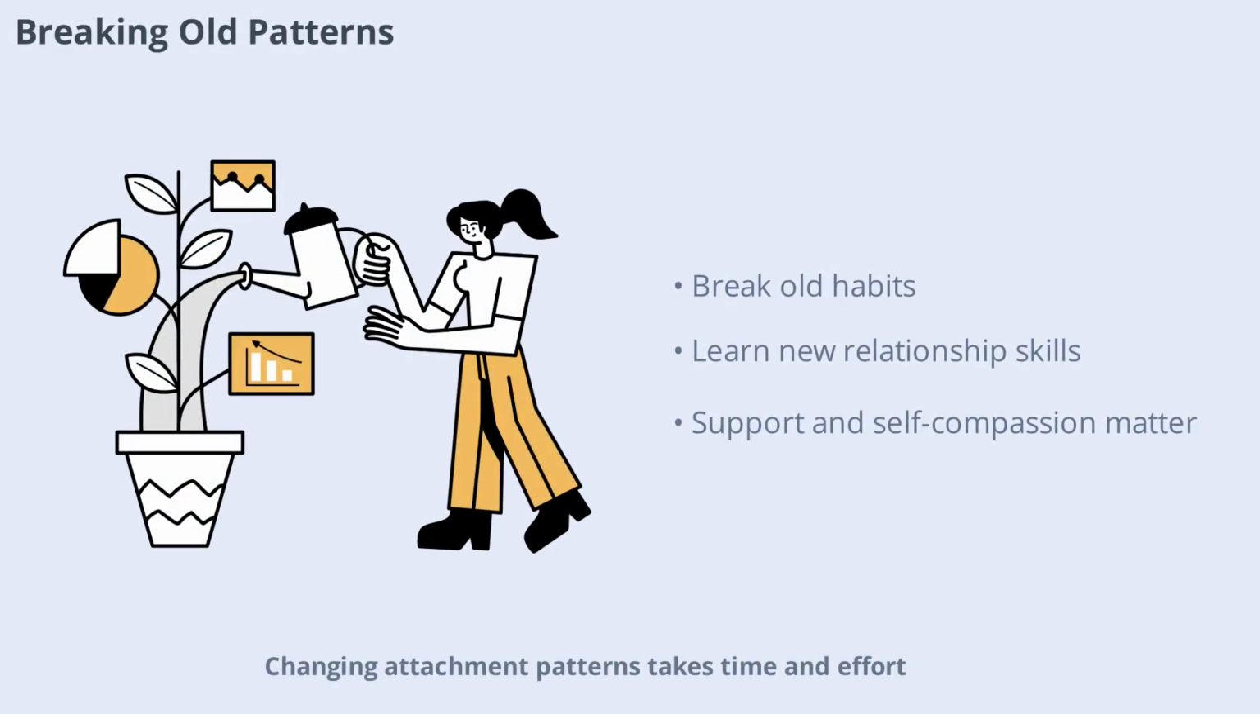Changing attachment patterns takes time and effort. It involves breaking old habits and learning new ways of relating. This journey can be challenging, but with support and self-compassion, it's possible to create healthier, more satisfying relationships.